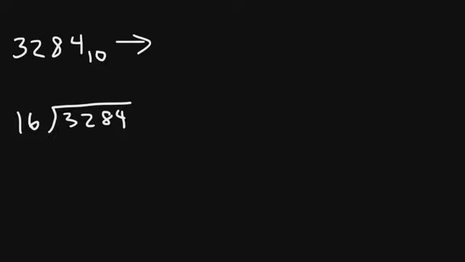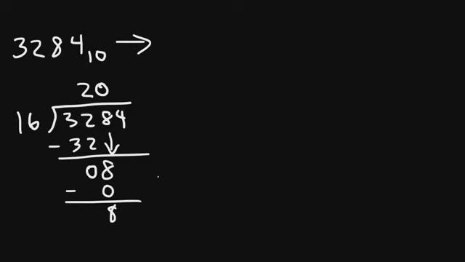How many times does 16 go into 32? 16 goes into 32 2 times. 16 times 2 is 32, so we get a remainder of 0, and we need to bring down the 8. Now how many times does 16 go into 8? 16 goes into 8 0 times. 16 times 0 is 0, and so we still get a difference of 8. So now we need to bring down the 4.